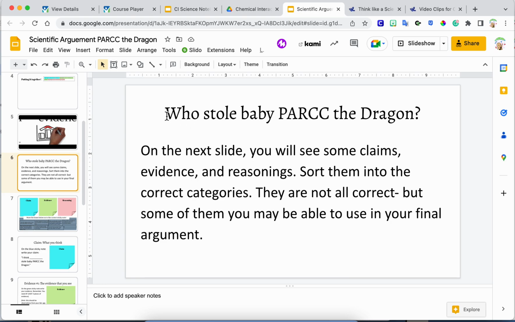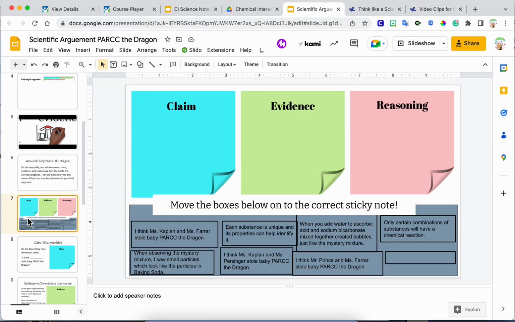It asks the question, who stole Baby Park the Dragon? And then it gives you some instructions. So the next slide that you're going to have is just to sort. It gives you some examples of some claims, some pieces of evidence, and some reasoning. And you're just going to move those things to the right note. They might not all be correct, but that's okay. Right now, this is just getting you sorting which sentence structure is most like a claim or evidence or reasoning.